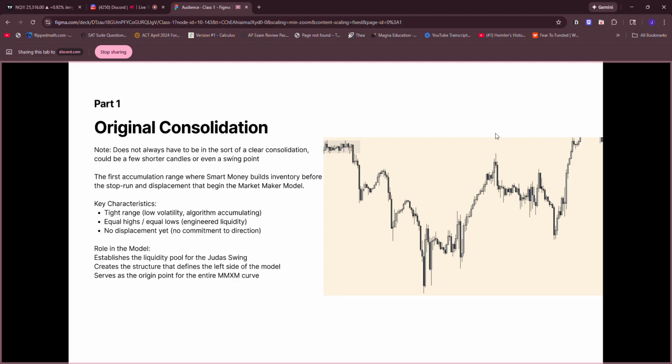So that's why I see here a tight range, right? Very low volatility. Equal highs and lows, right? Equal highs here, and no displacement yet. Of course, we're consolidating, so no displacement. The role of this is to establish the primary liquidity pool for the future draw on liquidity. It creates a structure that defines the left side of the model, and it serves as the origin point for the entire market maker curve. So this is where the market maker model starts, right?